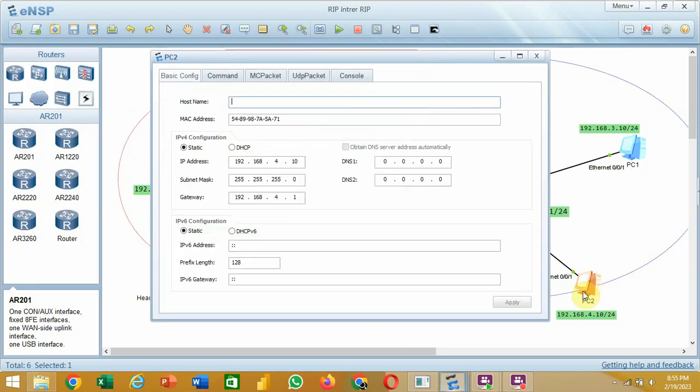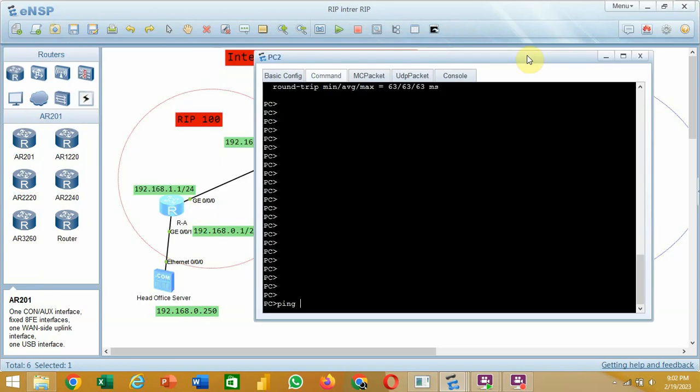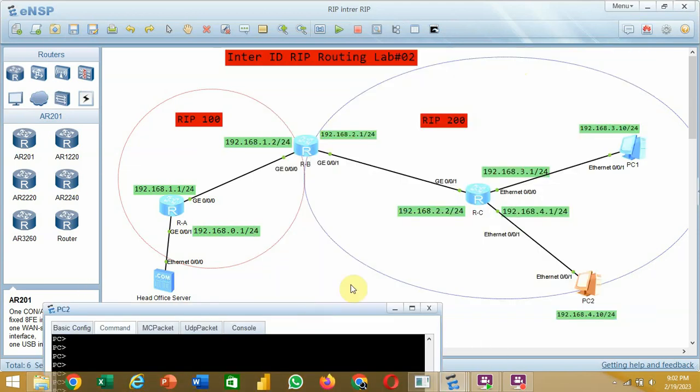Now on PC 2, we ping 192.168.4.1, its gateway. We get the result. Now we ping from PC2 to the server 192.168.0.250. We get a request timeout. We cannot ping because, as I already mentioned, PC2 is in RIP process ID 200 and the head office server is in RIP process ID 100.